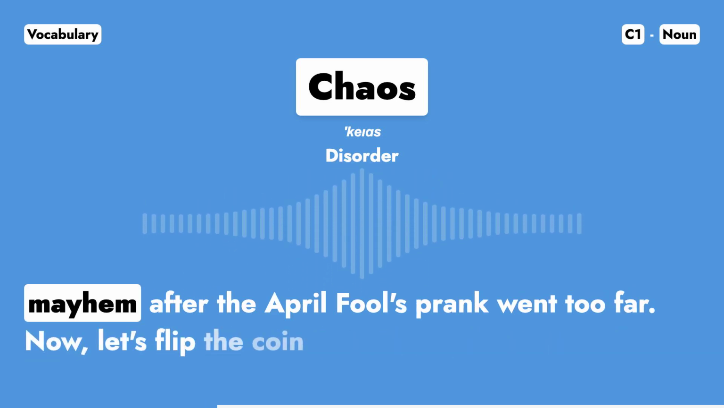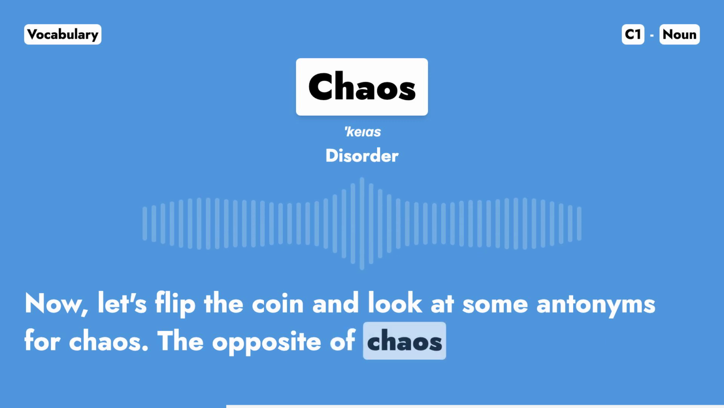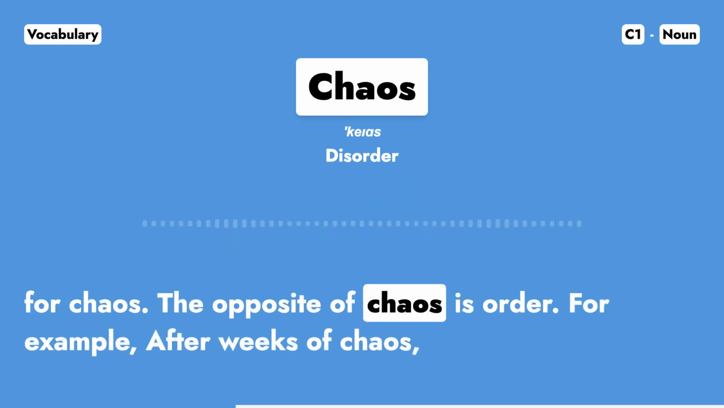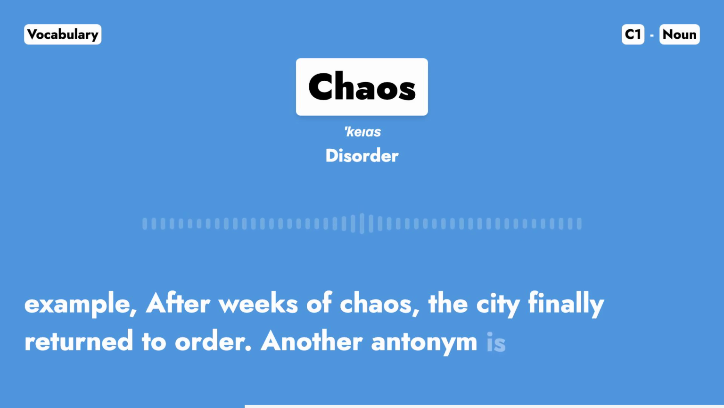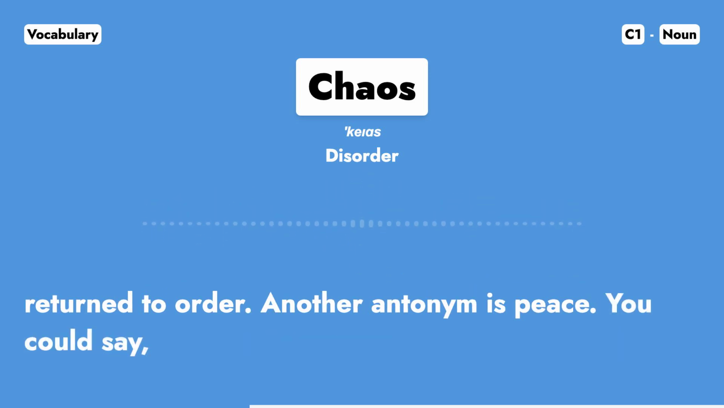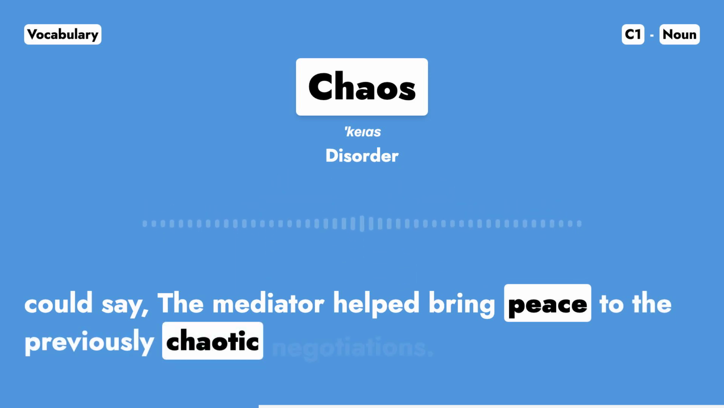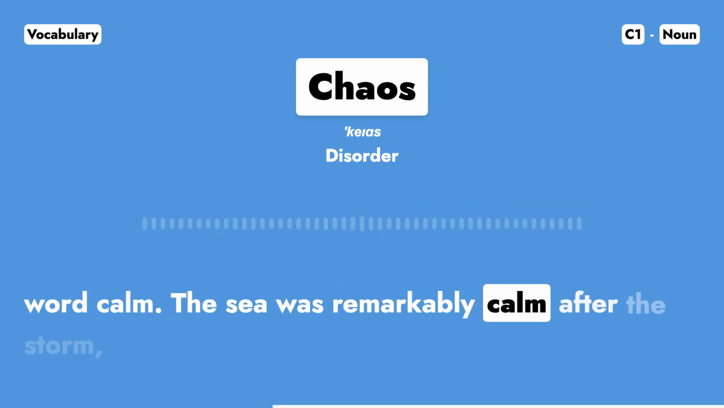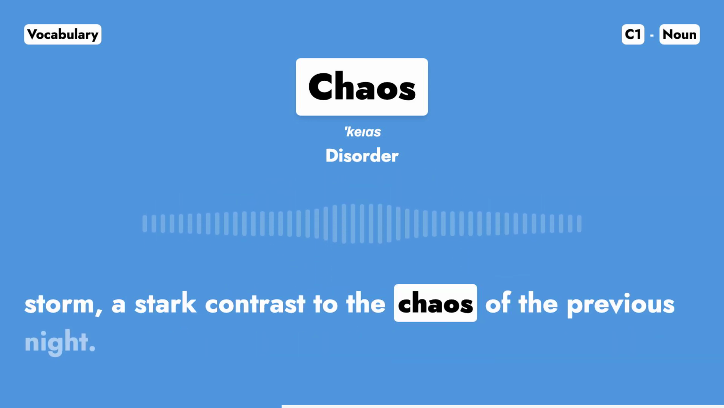Now, let's flip the coin and look at some antonyms for chaos. The opposite of chaos is order. For example, after weeks of chaos, the city finally returned to order. Another antonym is peace. You could say, the mediator helped bring peace to the previously chaotic negotiations. We can also use the word calm. The sea was remarkably calm after the storm, a stark contrast to the chaos of the previous night.